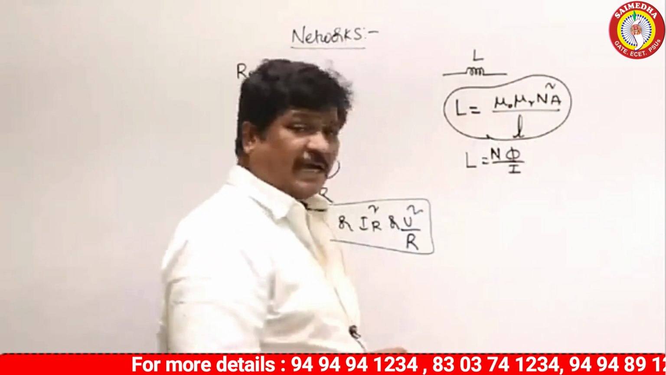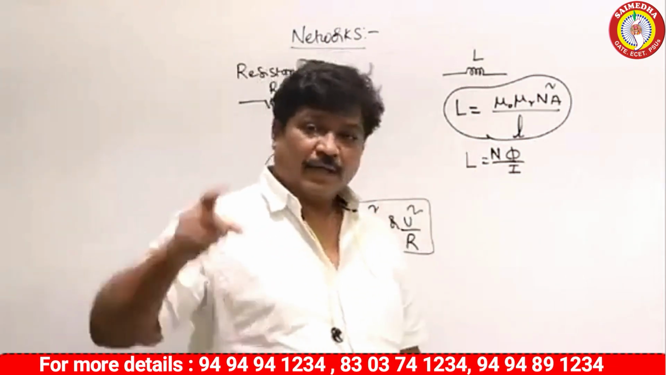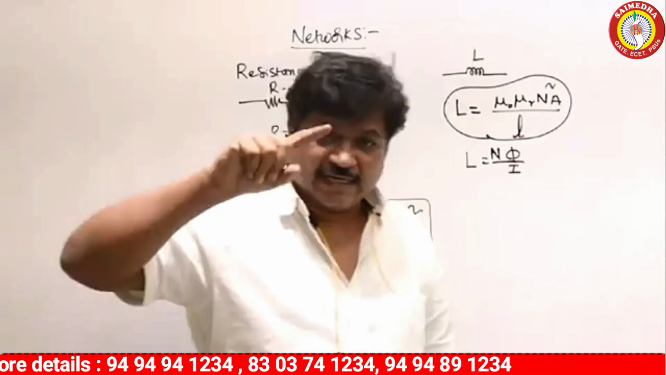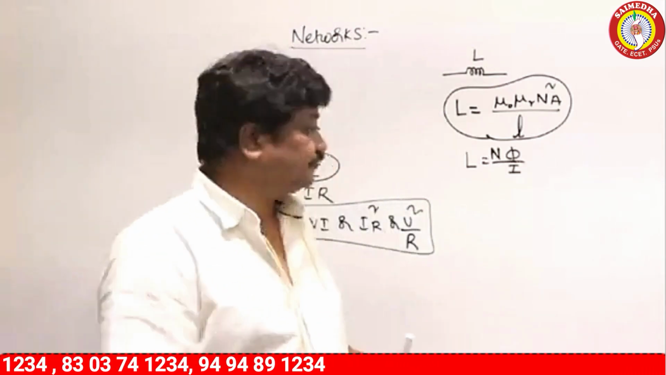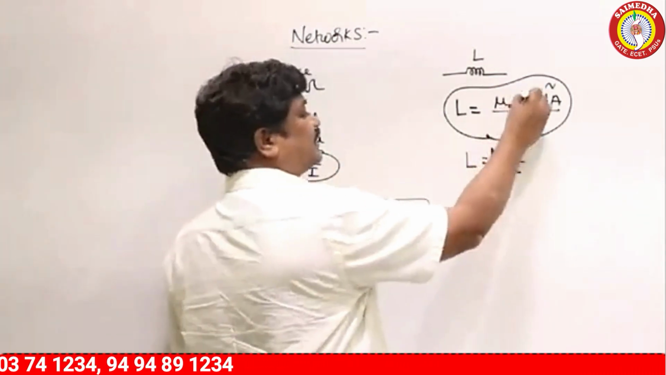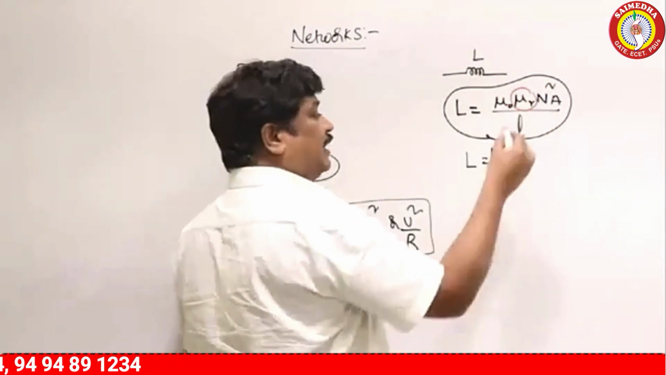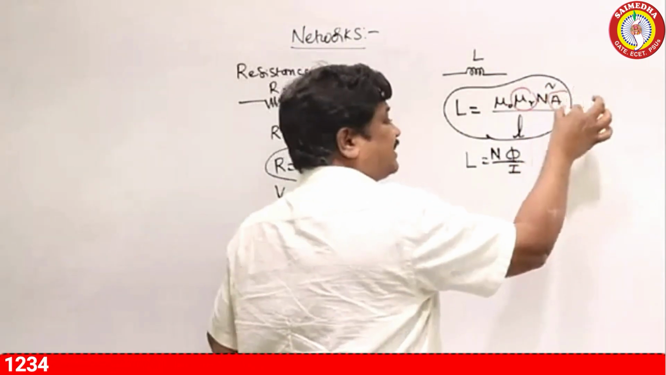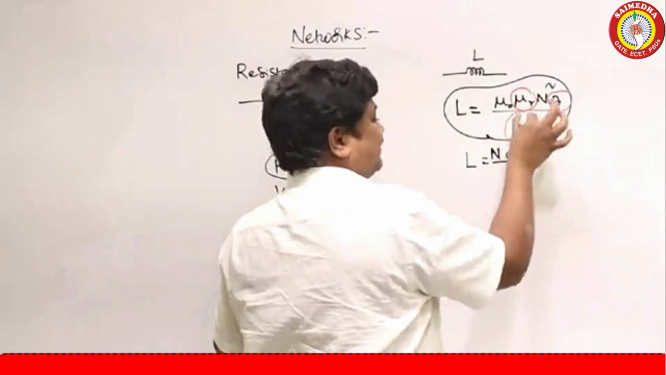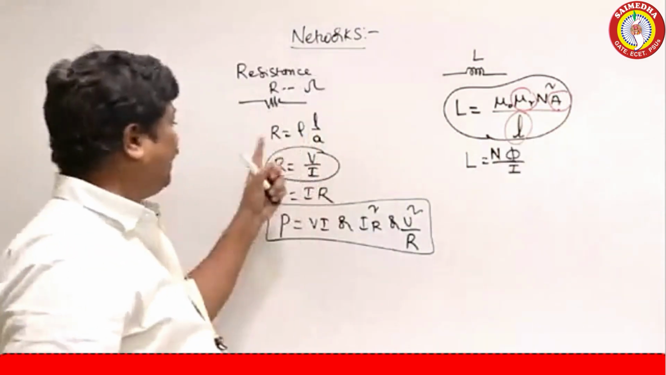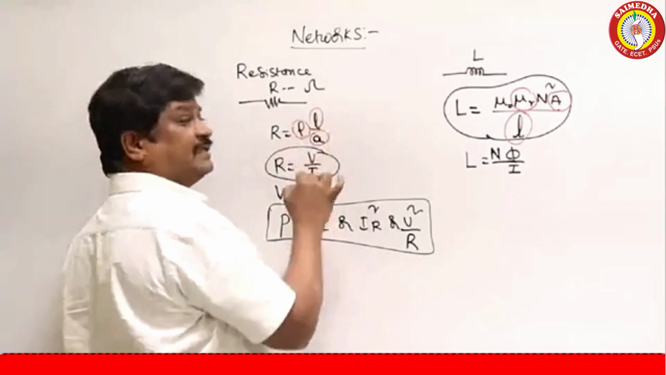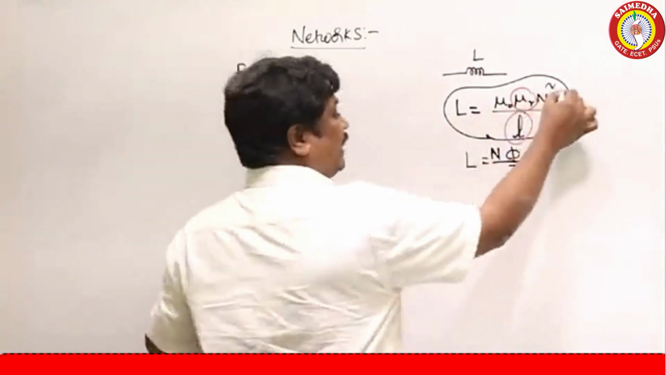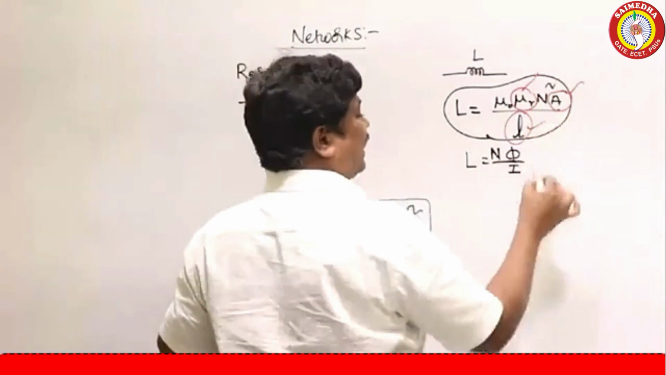Sir, why did I write this formula? As usual, the inductance also depends upon the nature of the material, that is mu r. It depends upon the area of cross section. It depends upon the length. Like resistance depends on length, cross section, resistivity, nature of the material.